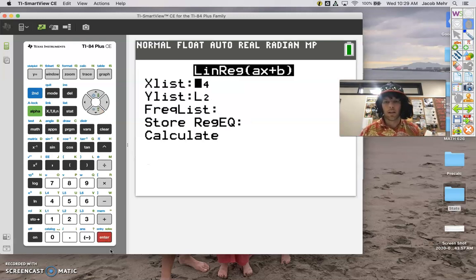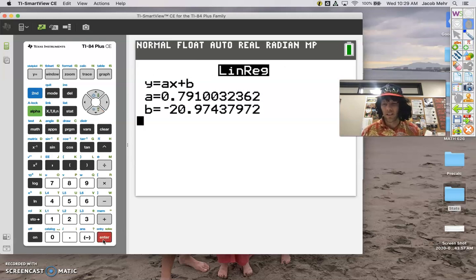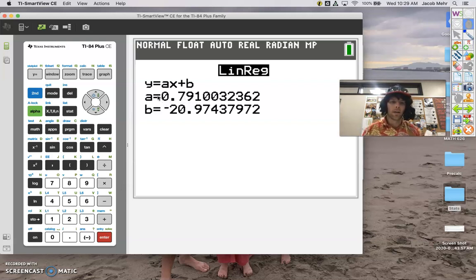And I'm going to hit enter. Our X's are in list 1. Our Y's are in list 2. There's no frequency list. We don't have to store that regression equation right now. We're going to talk about that in another lesson. Let's hit enter. And notice it gives me the equation of a line. However, my calculator should give me the correlation coefficient.